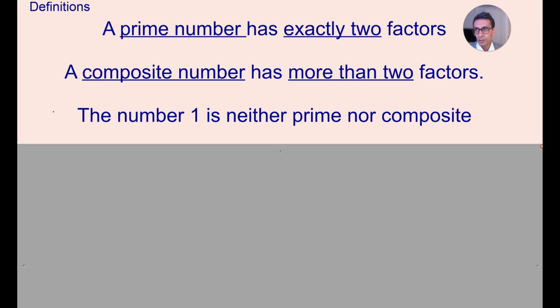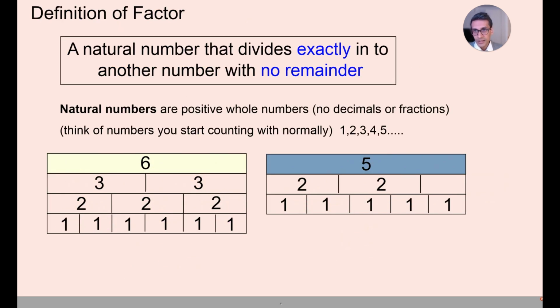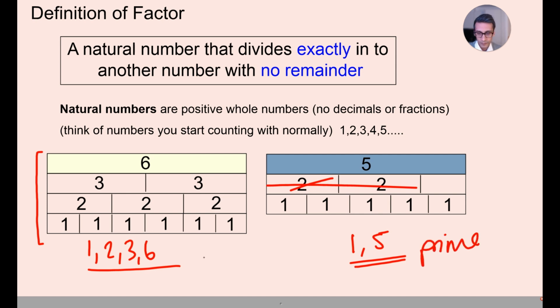So some examples of prime numbers, if I go back to this example here, we can see that 6 is a composite number because it's got more than 2 factors. In fact, it's got 4 different factors, 1, 2, 3 and 6. And then 5 has exactly 2 factors, which is 1 and 5, not the 2 obviously. So in this case we can see that this is a prime number, and then 6 is a composite number.